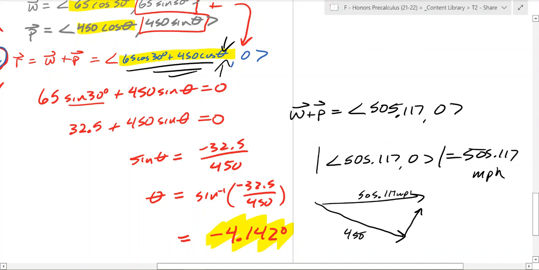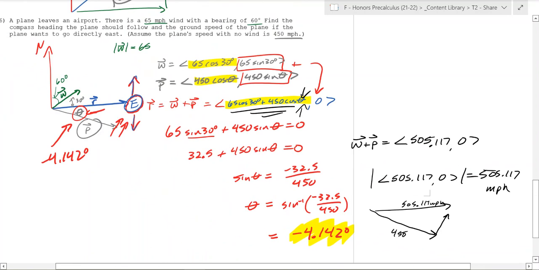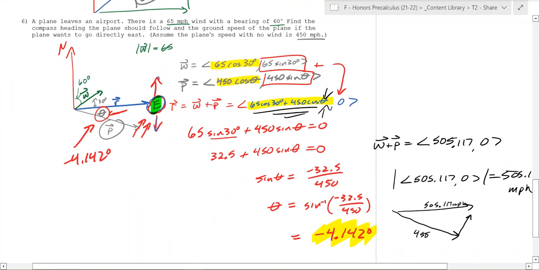505.117 miles per hour. So just remember the key thing here: east means that this has to be 0, which allows us to set up this equation and then solve for the angle measure, which is right here, the theta. And then that allows us to get the x component right there, which allows us to get the resultant actual path of the plane.